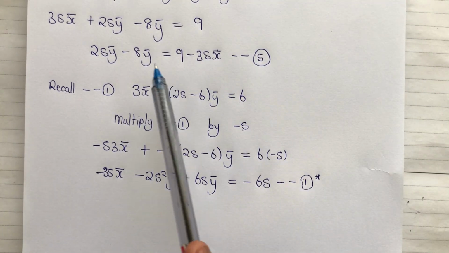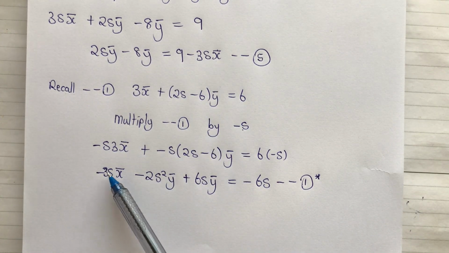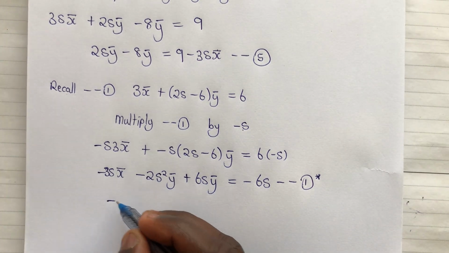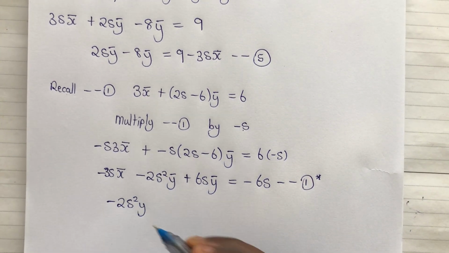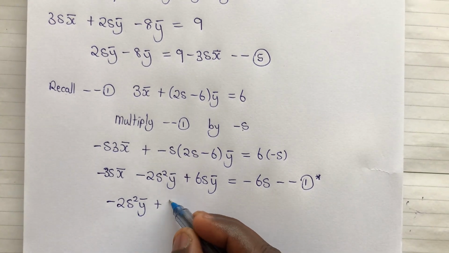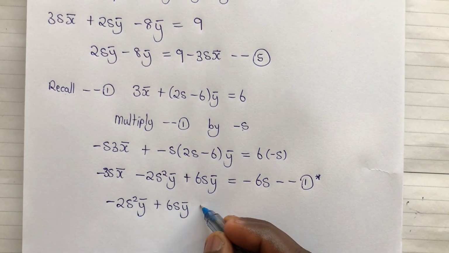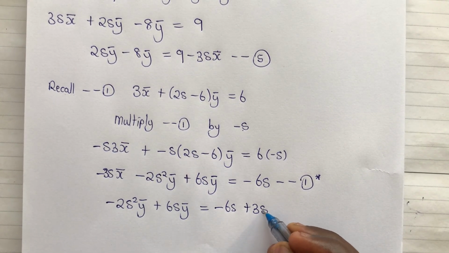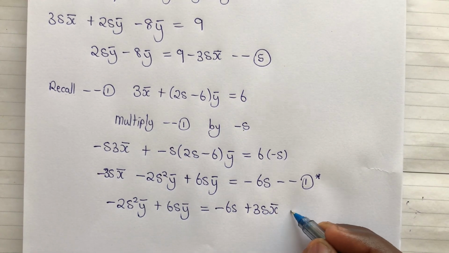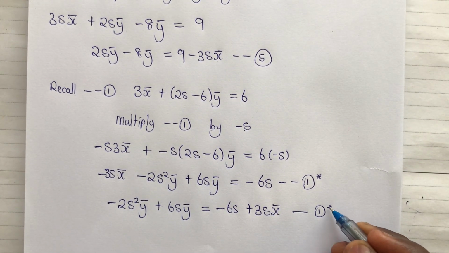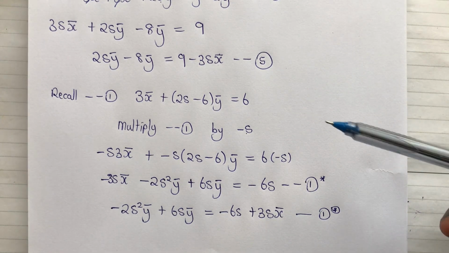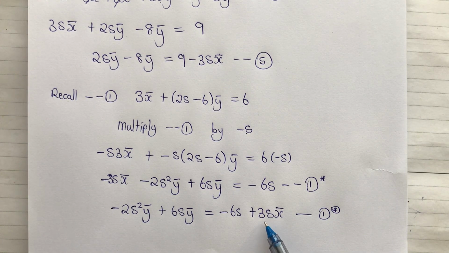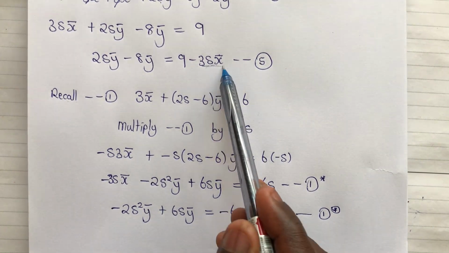The same way I moved the x bar term to the right side, let's do the same thing here so that we can maintain this side. So we have negative 2s square y bar plus 6s y bar, giving us minus 6s plus 3s x bar, which is equation 1 star. Now we can take equation 5 and equation 1 star and add the results so that we can eliminate this side. Do you get it?